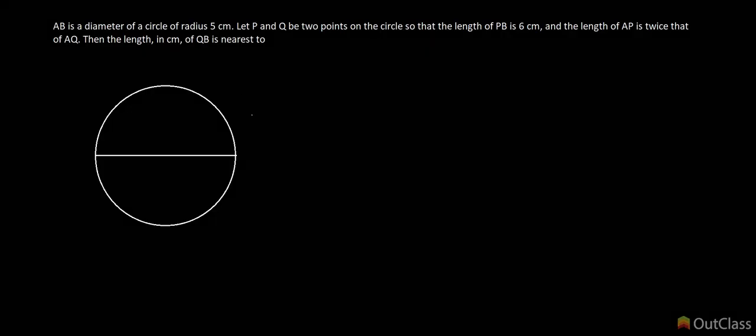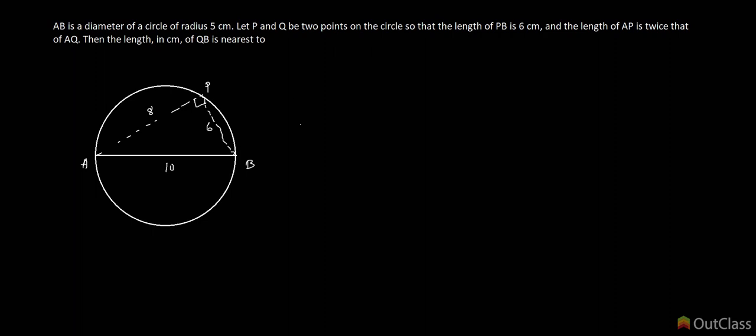So we have a circle of radius 5, so its diameter is 10. AB is a diameter. P and Q are 2 points in the circle, so that the length of PB is 6. P is a point on the circumference such that we have 6. We know that if you have a point on the circumference, it's got to be a right triangle. Angle in a semicircle is 90. So with a 10 and a 6, you can say that AP is going to be 8 by Pythagoras.